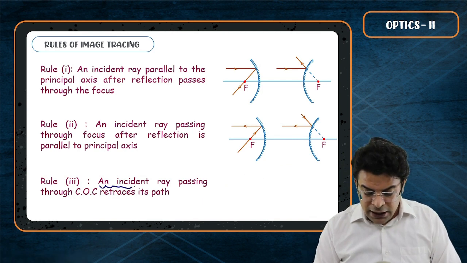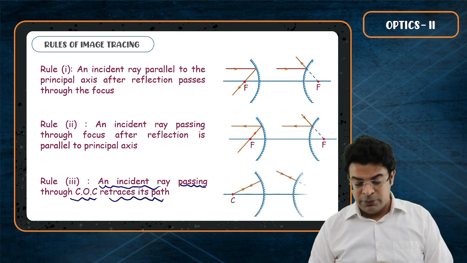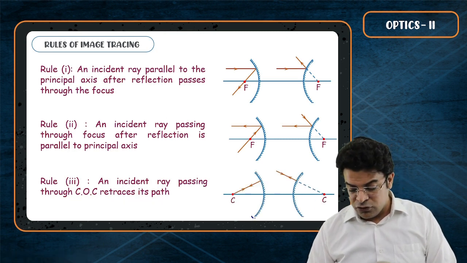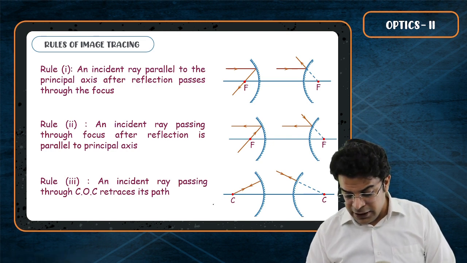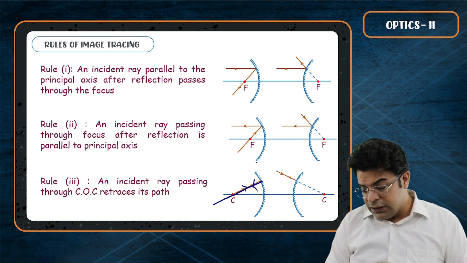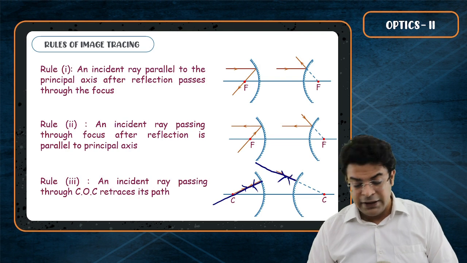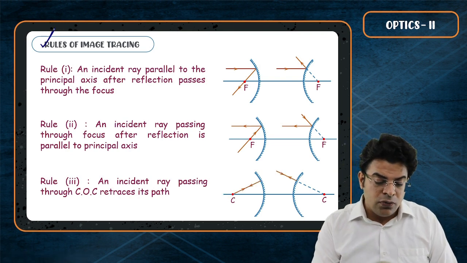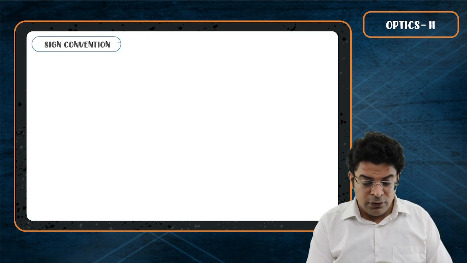So an incident ray passing through the center of curvature retraces its path. Whether you have got a concave mirror or a convex mirror, if the incident ray passes through the center of curvature, it will retrace its path. If the incident ray is going towards the center of curvature, it will retrace its path. So these are the rules of image tracing. Now we are going to talk about sign convention.